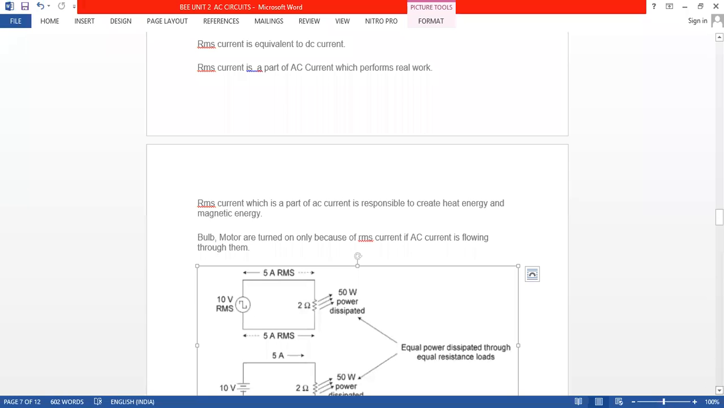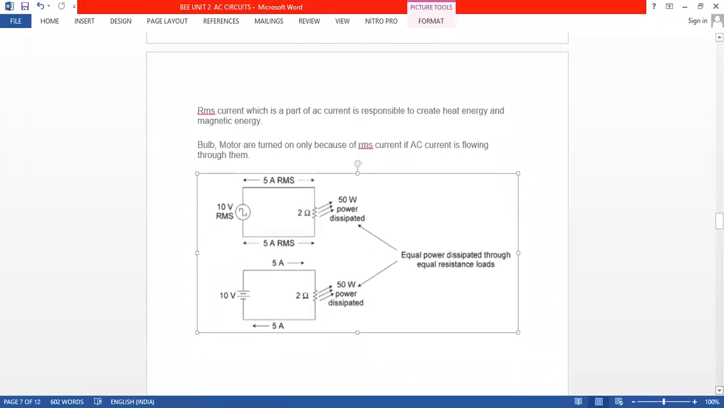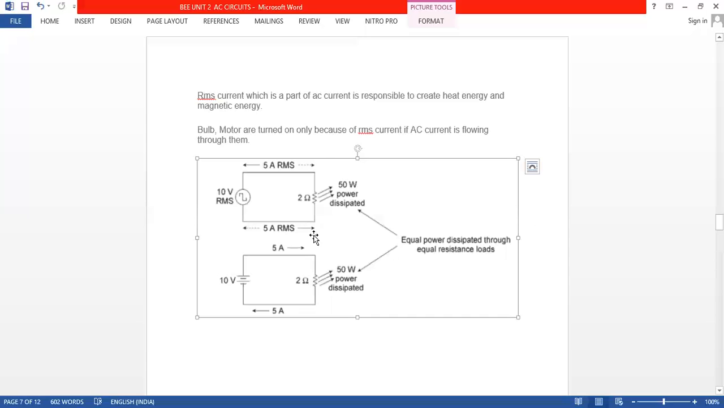Now one question. Can a peak current flow through the wire? Peak current. No. Peak current and peak to peak current represent only the graph, showing the maximum position and minimum position. So peak current cannot flow through the wire.